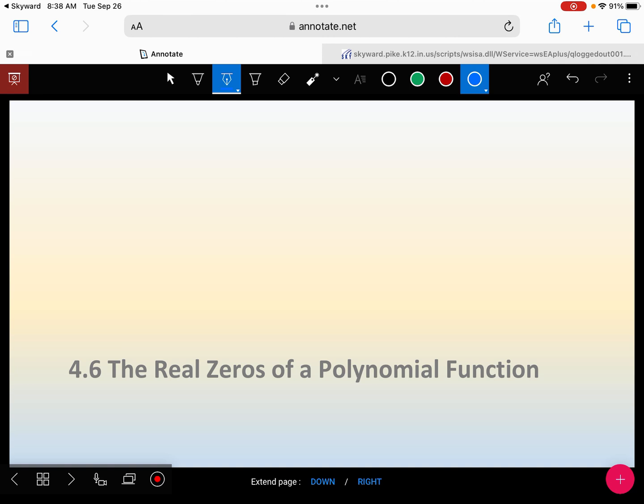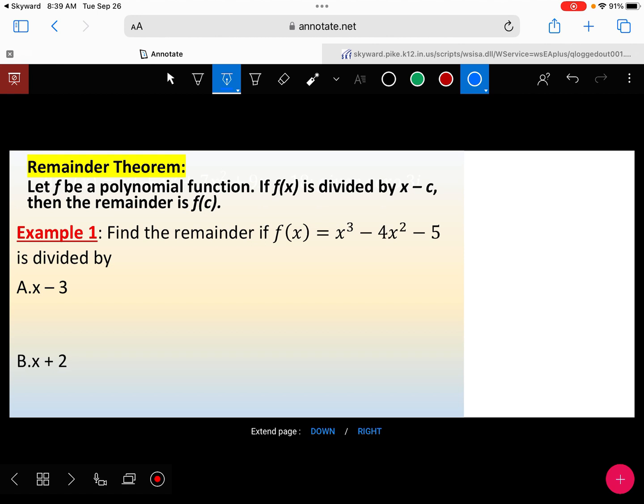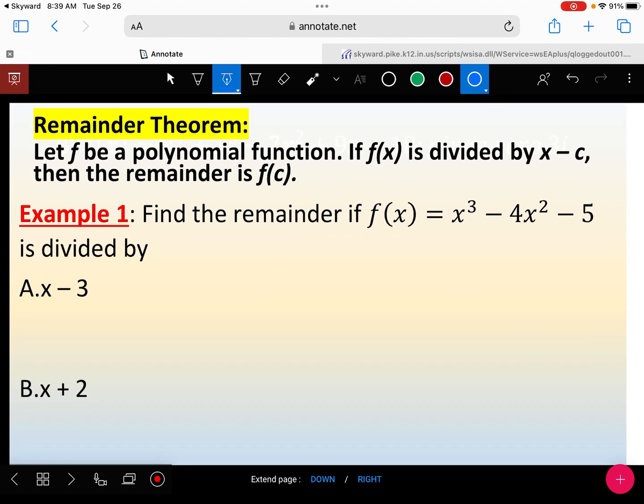So 4.6 is the real zeros of a function. We're talking about different things from a polynomial: the end behavior, the zeros, writing the equation in standard form, in factor form, multiplicity. Now we're going to talk about the remainder theorem, which you do not need to write down that specific theorem. That's really not useful to you. So what I would write down is just example 1.